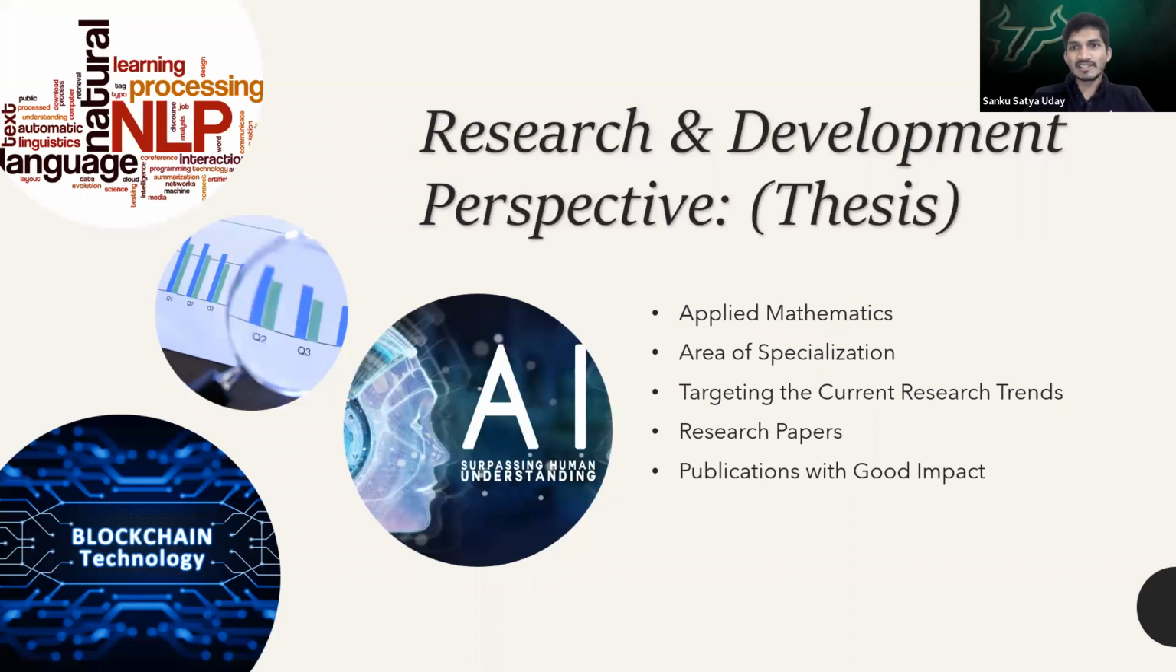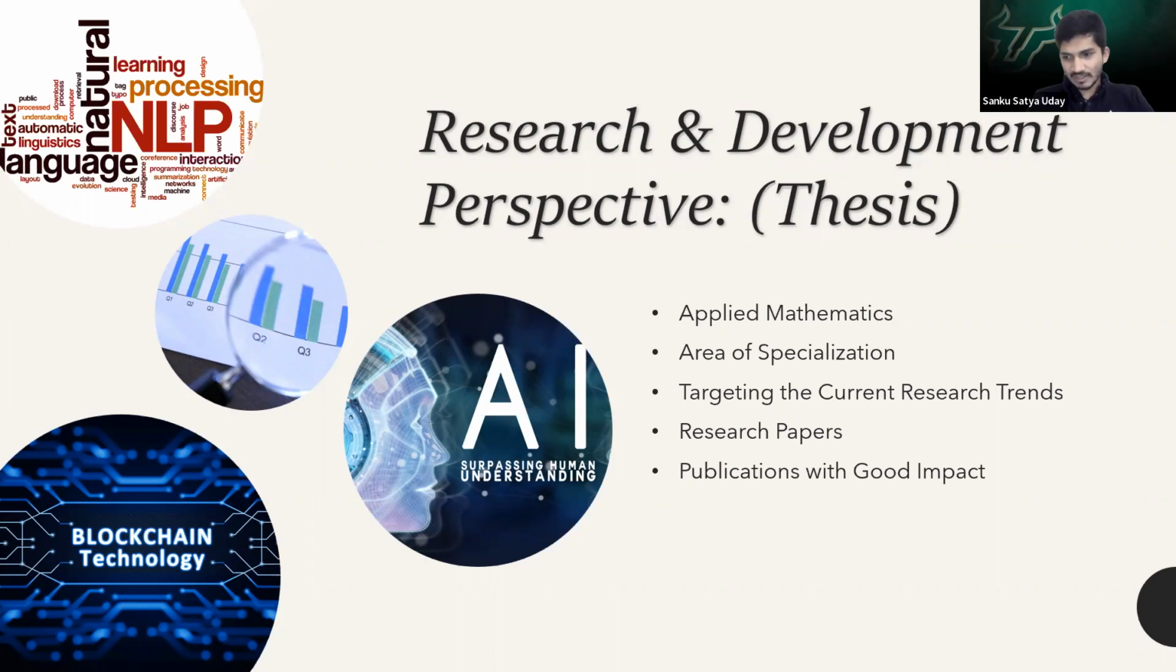Coming to the research and development perspective of masters, as I have said, in the Masters of Computer Science there would be a thesis option also. In that particular thesis option, you would be doing the same coursework, but in addition to the coursework, you would be taking 9 credits. That part will be the thesis part. So for the thesis, you should be choosing a mentor, so that the mentor will be guiding you in doing your research work.